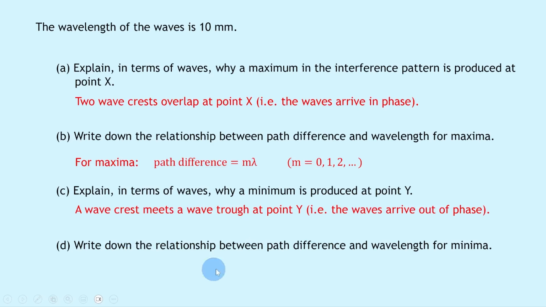Part D then says write down the relationship between path difference and wavelength for minima. Well, remember from the theory that for minima, path difference equals (m plus a half) times lambda, where m equals 0, 1, 2, and so on.